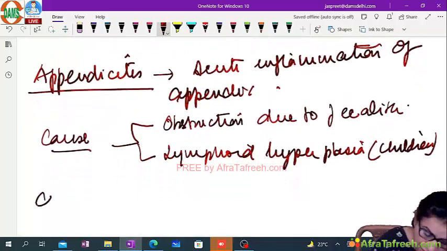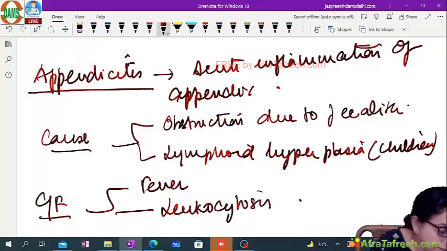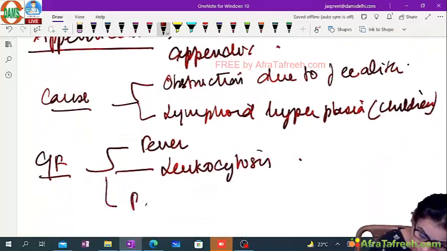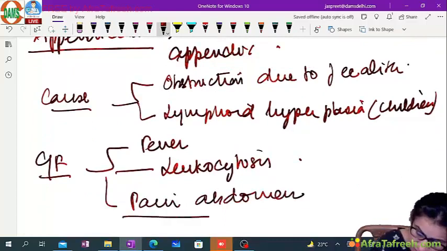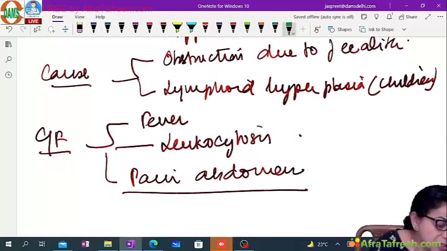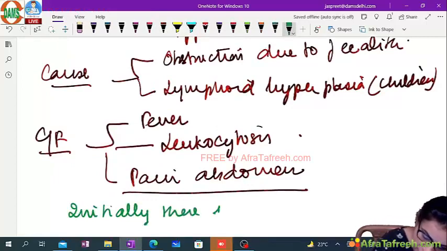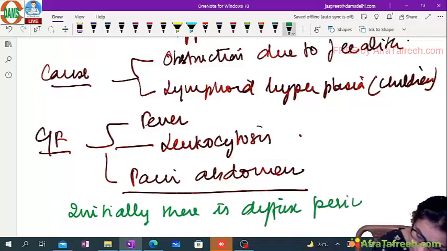So now clinical features. The patient may have fever, then TLC is raised. Of course, that's not a clinical feature. So fever, leukocytosis, and third, the patient has pain abdomen. And how is this pain? Initially there is diffuse periumbilical pain.